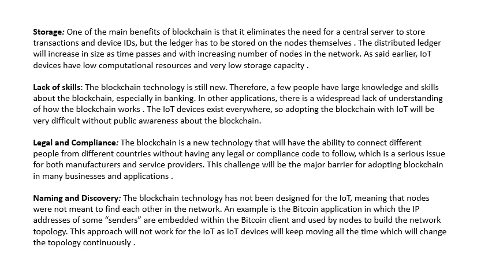Naming and discovery. Naming and discovery was not designed for the IoT, meaning that nodes were not meant to find each other in a network. For example, in the Bitcoin application, the IP addresses of some senders are embedded within the Bitcoin client and used by nodes to build the network topology. These approaches will not work for the IoT, as IoT devices will keep moving all the time, which will change the topology continuously.